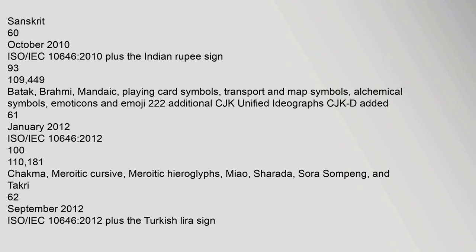ISO/IEC 10646:2010 plus the Indian Rupee Sign. 93, 109449. Batak, Brahmi, Mandaic, Playing Card Symbols, Transport and Map Symbols, Alchemical Symbols, Emoticons and Emoji, 222 additional CJK Unified Ideographs (CJK-D) added. 6.1, January 2012, ISO/IEC 10646:2012. 100, 110181. Chakma, Meroitic Cursive, Meroitic Hieroglyphs, Miao, Sharada, Sora Sompeng, and Takri. 6.2, September 2012, ISO/IEC 10646:2012 plus the Turkish Lira Sign.